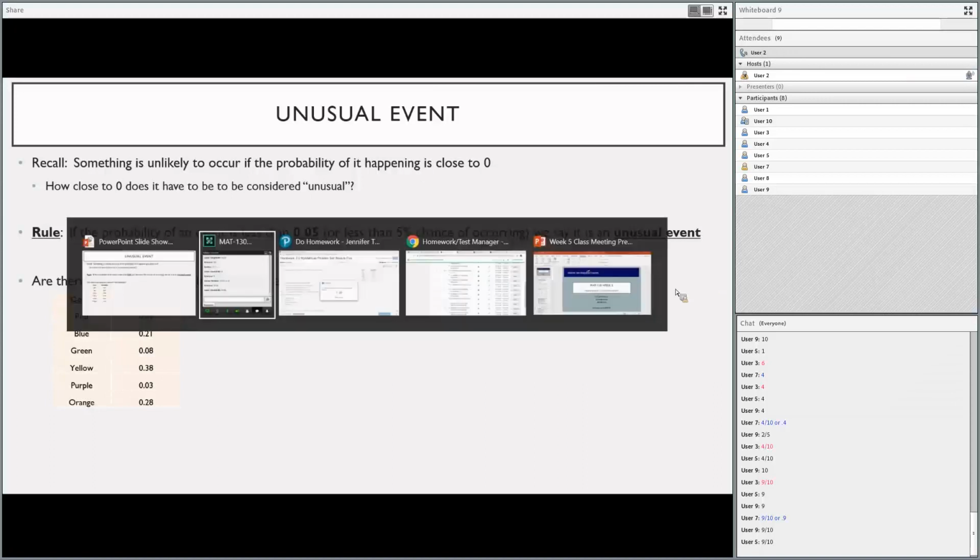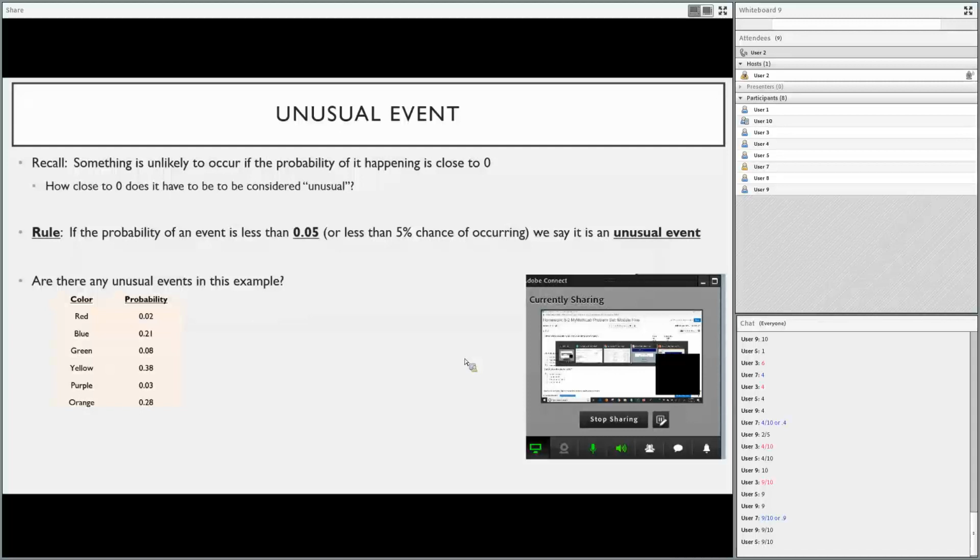So here is a probability distribution where we're showing some colors and the probability of each color. If you look through the different probabilities there, are there any colors in this set that are unusual? And if so, which ones? Remember, unusual means the probability is less than 0.05. So red and purple are the unusual ones.